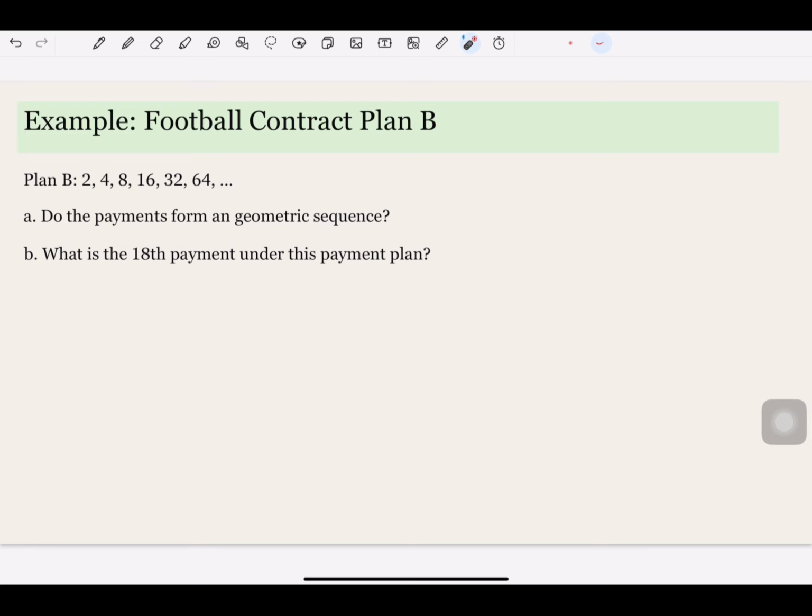Okay, in this example, you have a sequence of numbers. First of all, you have to identify whether this is geometric or not. If it is geometric, there should be a common ratio. So 2, 4, 8, 16, 32, 64. It's really simple. The common ratio is 2, because each payment is doubled as it goes. So this is a geometric sequence.